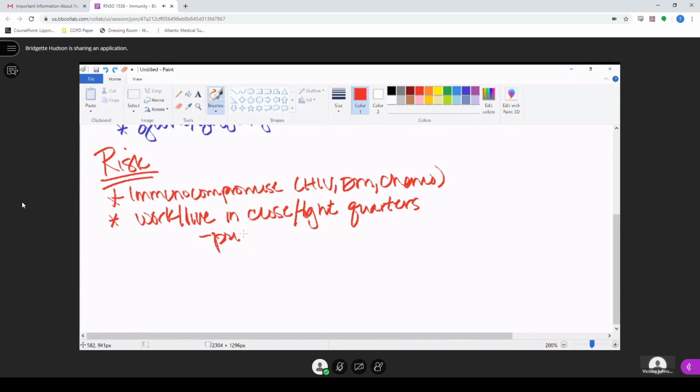So don't do that. So prison. What about your long-term care facilities, your LTACs? They're in close quarters, your nursing homes, your homeless people. If they stay in the same area, they're kind of more susceptible.